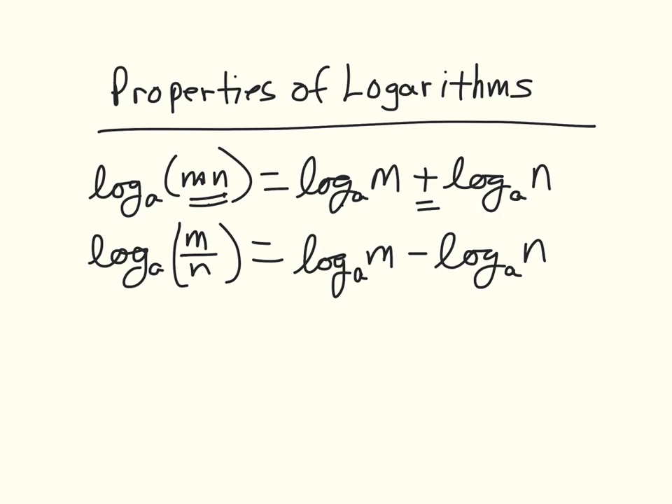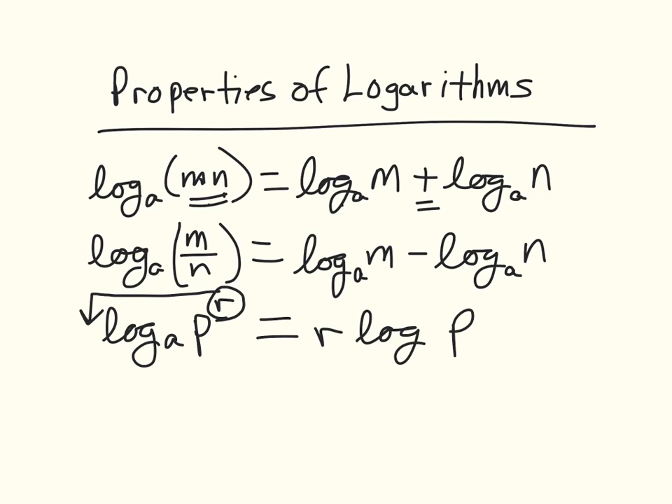There's one last property we want to look at really quick. It deals with when I have the log of something raised to a power. Let's say we had the log of p to the r base a. What this property says that we can do is take that power and make it a coefficient out in front of the log. So this would equal r times the log of p base a. So there are three properties.